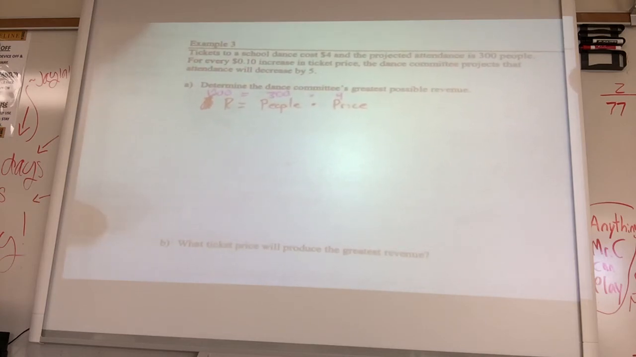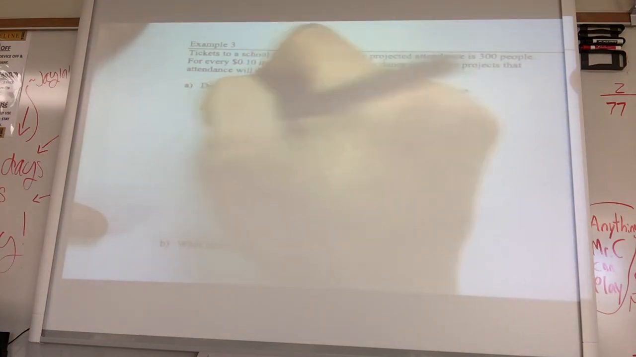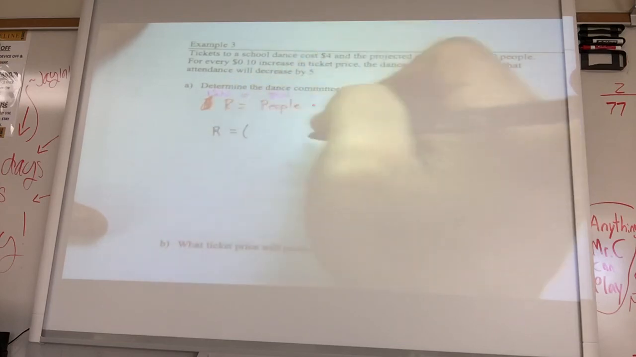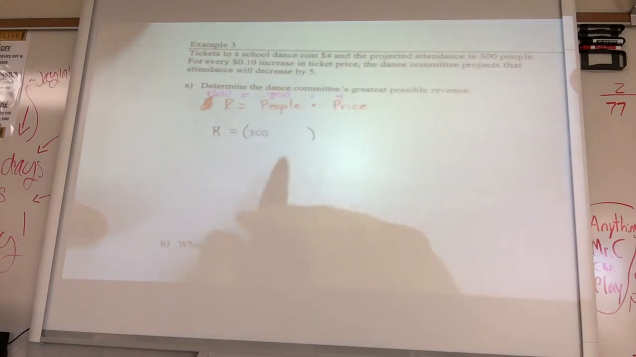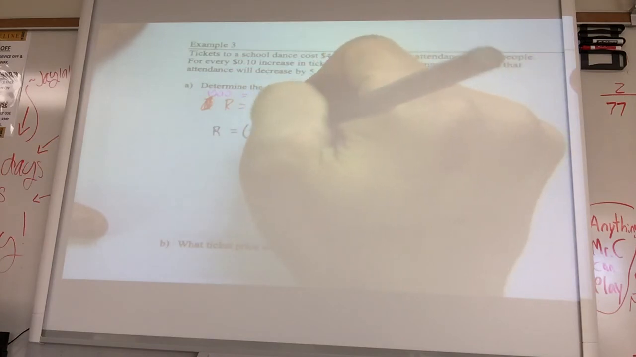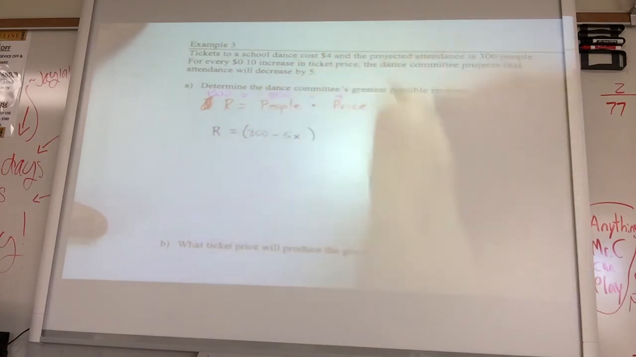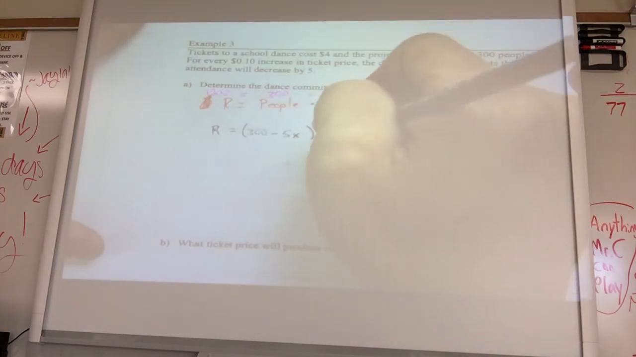So to figure out what the revenue could be when you increase price or decrease people, you would simply say the revenue is going to be the number of people, which at the moment is 300. But for each price increase, the committee projects that the attendance will decrease by 5. So minus 5 people for every price increase, and x is representing the number of price increases.